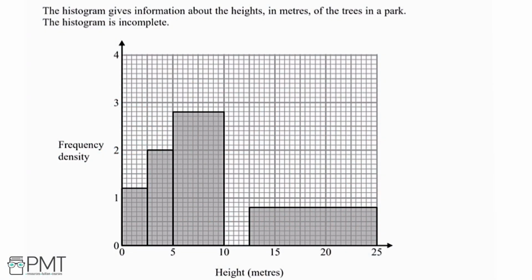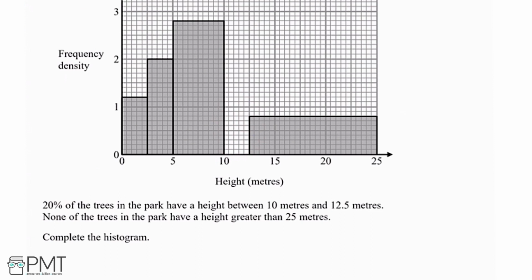The histogram gives information about the heights in meters of the trees in a park. However, the histogram is incomplete. So you see here, there's a missing bar in this part here. 20% of the trees in the park have a height between 10 meters and 12.5 meters. None of the trees in the park have a height greater than 25 meters. So we need to complete the histogram.